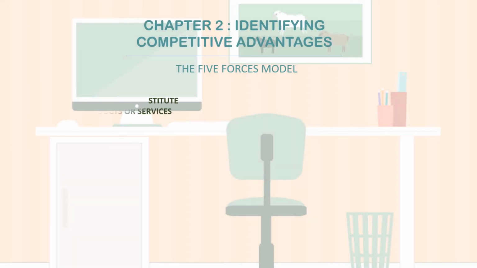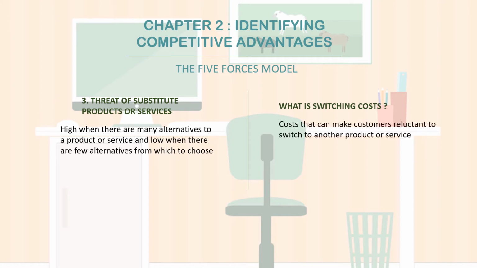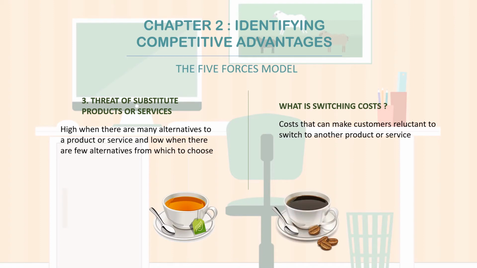Next, we go to our third point for this chapter, which is threat of substitute products or services. It is high when there are many alternatives to a product or service and low when there are few alternatives from which to choose. Let's see the meaning of switching costs. Switching cost is a cost that can make customers reluctant to switch to another product or service. There are two pictures that I inserted in this slide, which are a coffee and a tea.